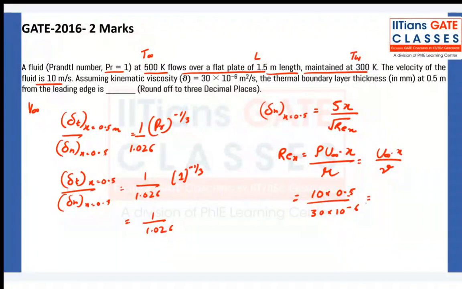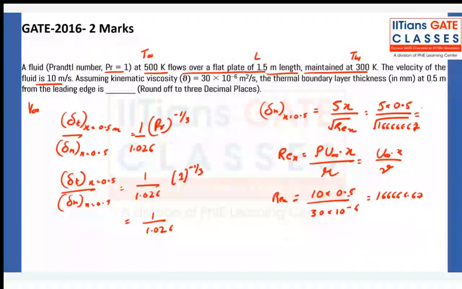Okay, so I think it is 16666.67, 0.67. Yes. Okay, so that is your Reynolds number. Now you can substitute it here: 5 into 0.5 upon under root 16666.67. I don't know how much you will get. How much are you getting? 6.124 millimeter.